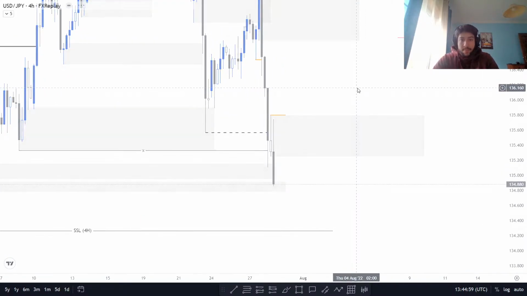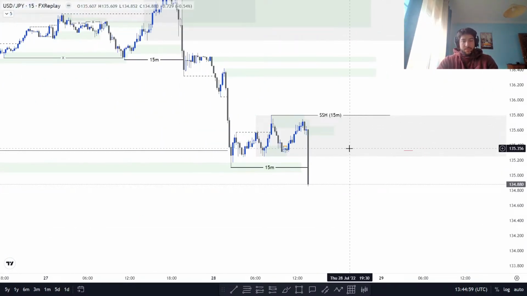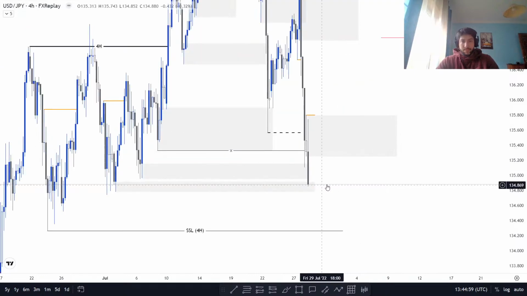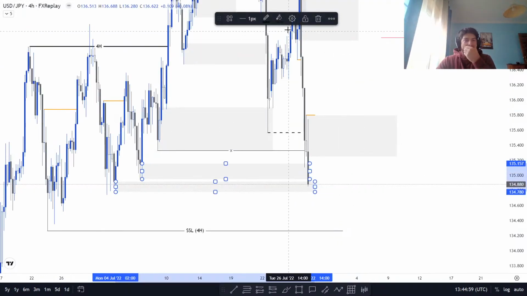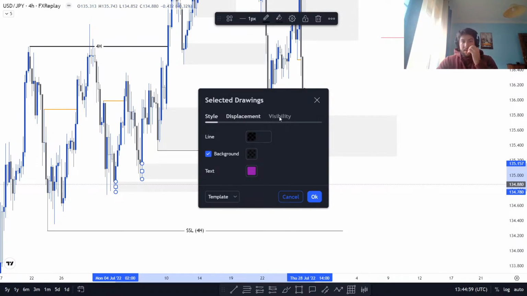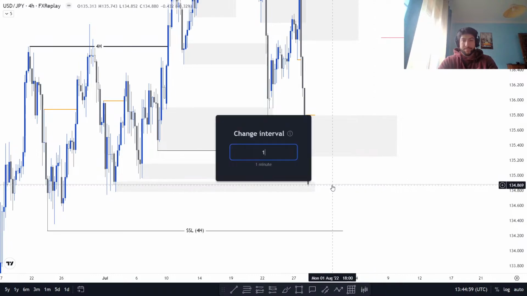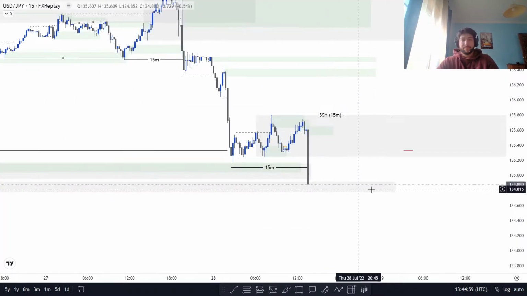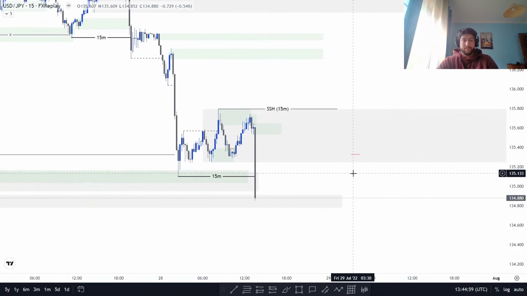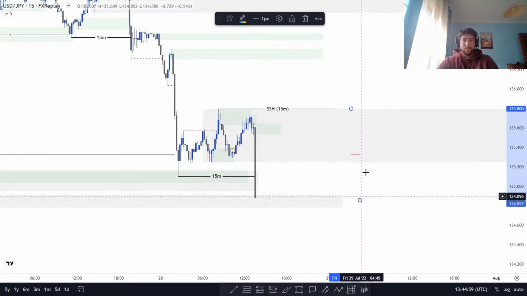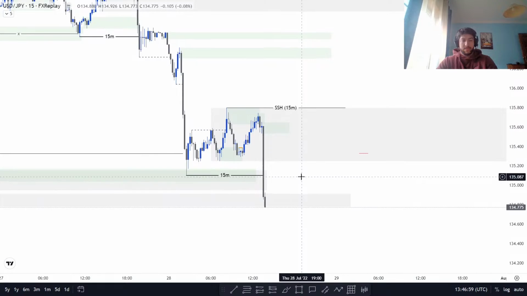Let's see. So if I open, let me make this visible in M15. Okay. Let's see what happens with the candles.